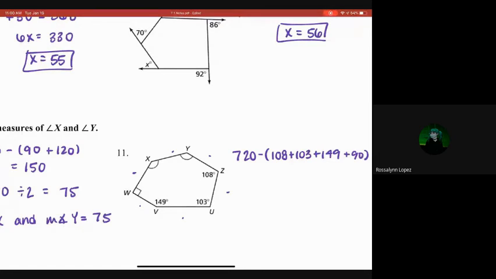So this should give you 271. Does that sound right? Did you guys get a decimal for this one? What did I plug in wrong? 120, 103, I did 148 instead of 149. Yeah, so this should be 270, and divide your 270 by 2. That's okay. So you should get 135.